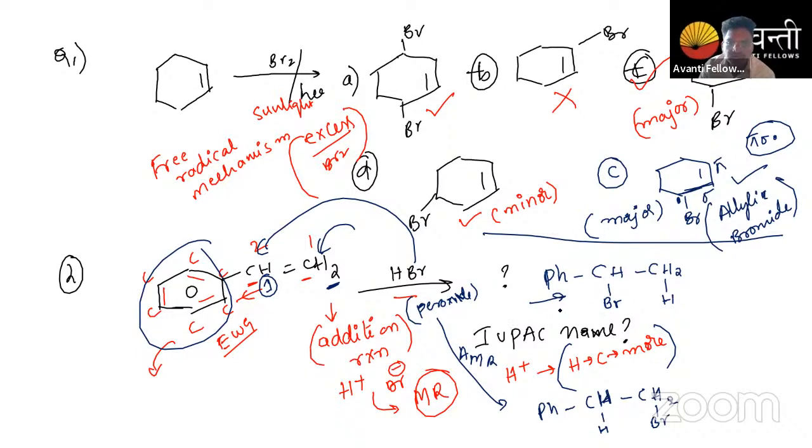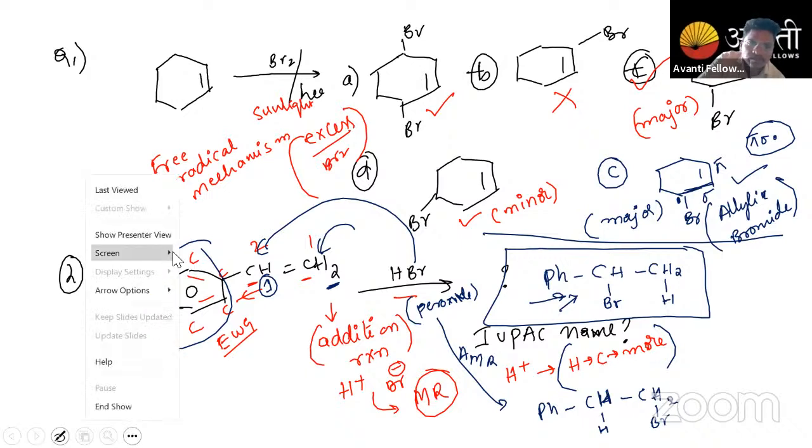So now what is the IUPAC name of this particular compound? Tell me the IUPAC name of this compound. Guys, please do respond in the chat box. What is the IUPAC name of the compound? PhCH(Br)CH3. What is the IUPAC name? Mention it in the chat box.